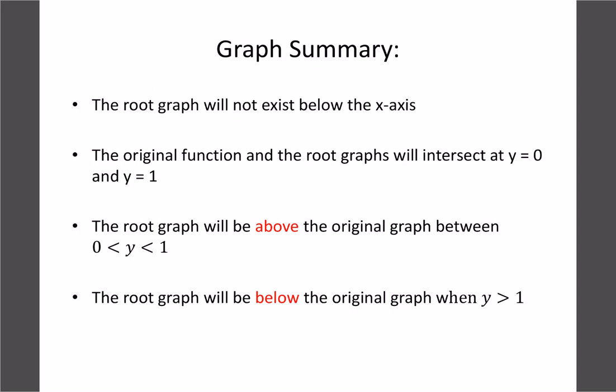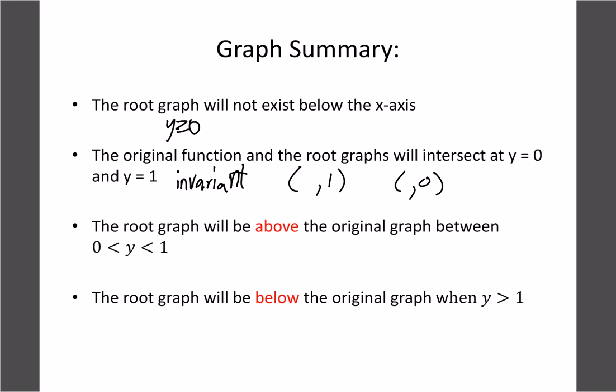So let's summarize all of that so far. Our root graph will never be below the x-axis because y has to be greater than or equal to 0. And we get invariance at whatever our x-coordinate is with a y of 1, and whatever our x-coordinate is with a y of 0. So those will always be at that point.